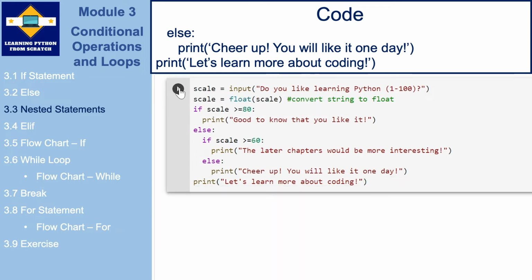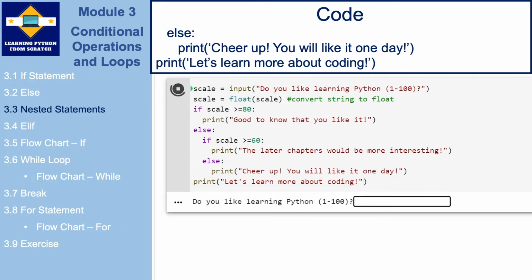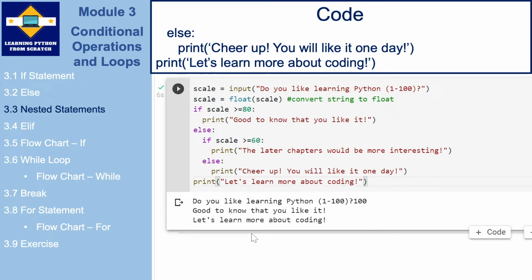Now, let's run the code. For example, we type 100 here. The output is good to know that you like it because it is larger than 80. And it also prints, let's learn more about coding.